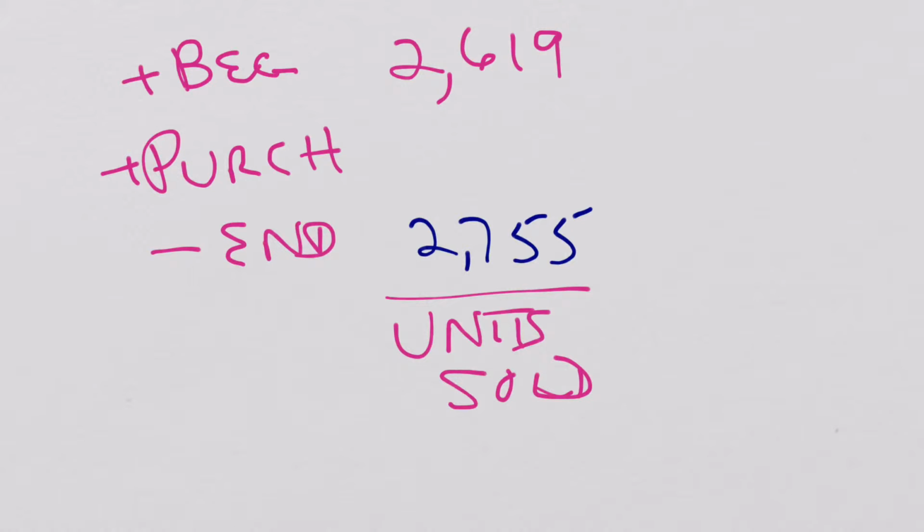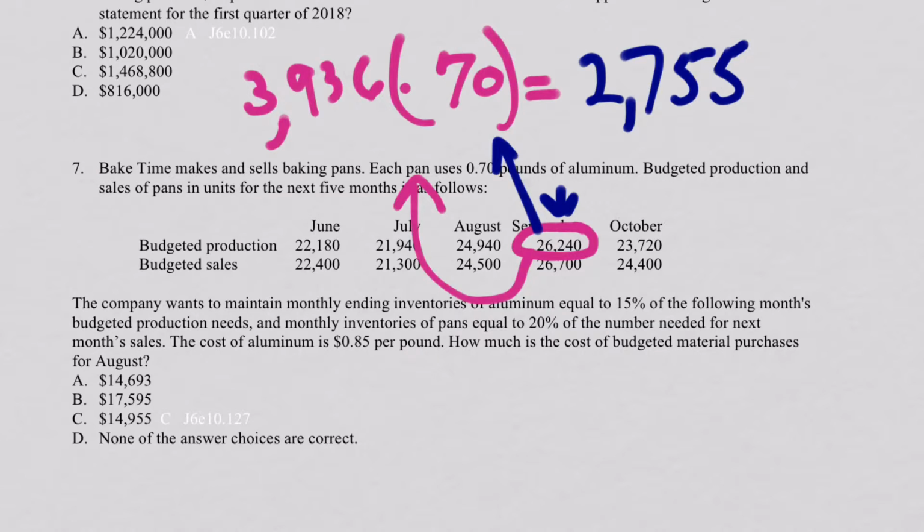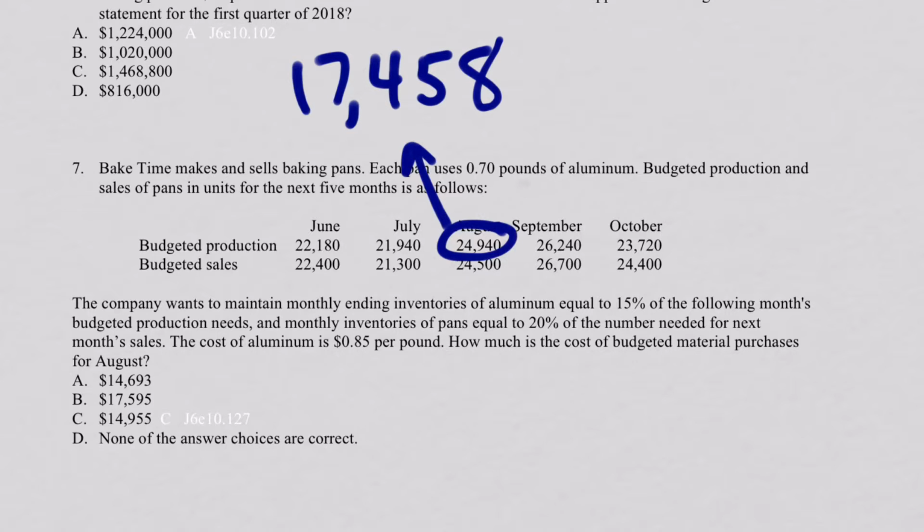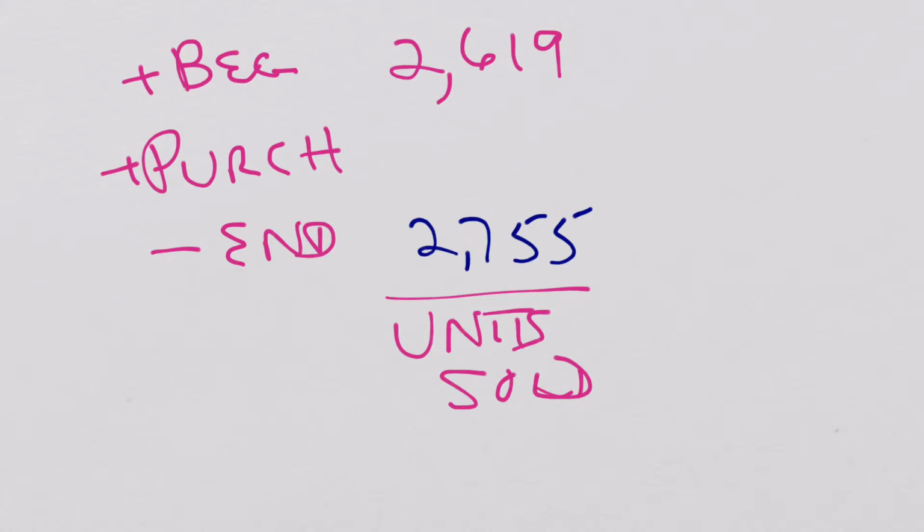Now what we do is we say, okay, let's look back to the problem. How much do we have to produce in August? It's telling us our production is going to be 24,940. So what is that in terms of pounds of aluminum? Well, again, multiply it times 0.7 to get the pounds of material. That comes out to 17,458 pounds of aluminum.